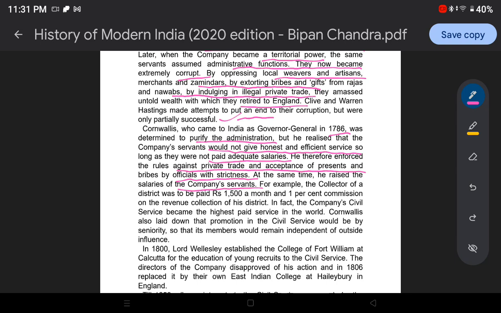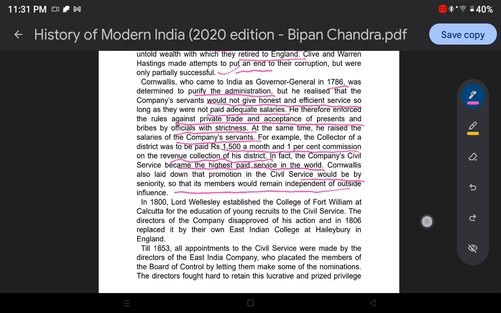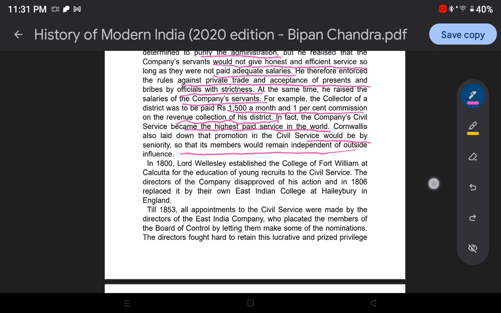For example, the collector of a district was to be paid rupees 1500 a month and 1% commission on the revenue collection of his district. In fact, the company's civil service became the highest paid service in the world. Cornwallis also laid down that promotion in the civil service would be by seniority so that its members would remain independent of outside influence.